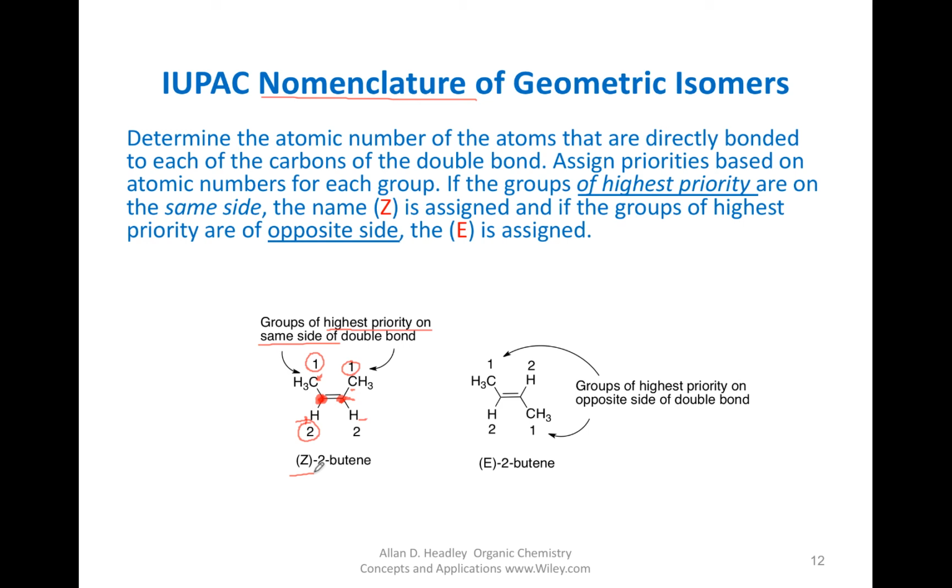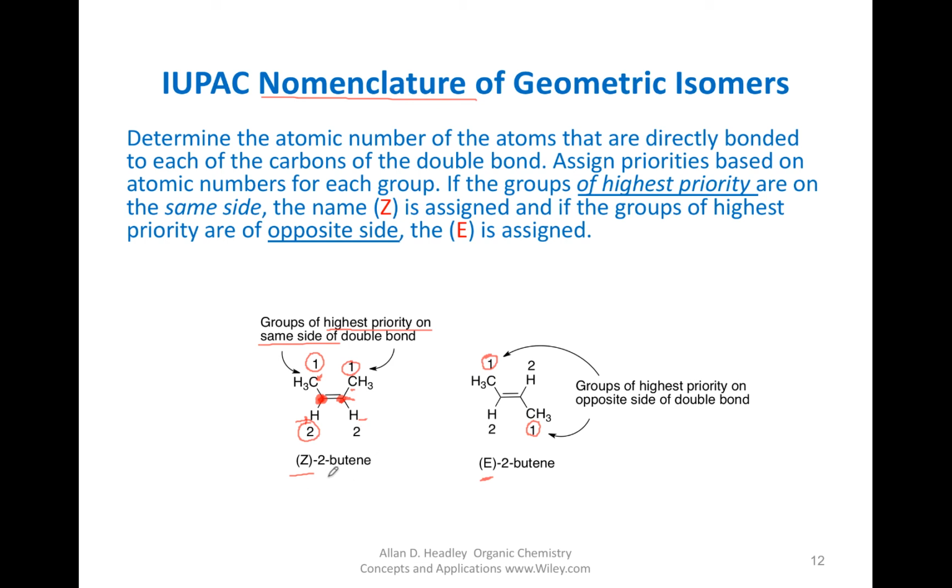More detail is described in the book on why it's called a Z. It's from a German name. So you use a Z. If the groups of highest priority 1 and 1 are on opposite sides, we use an E. Okay, so that's why it's called the E and Z nomenclature for geometric isomers.